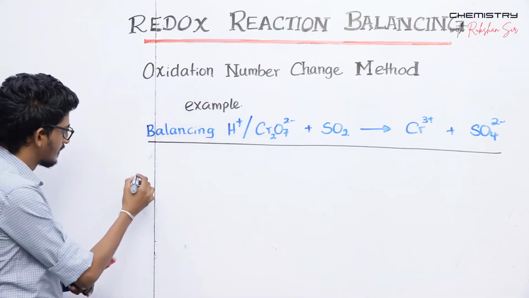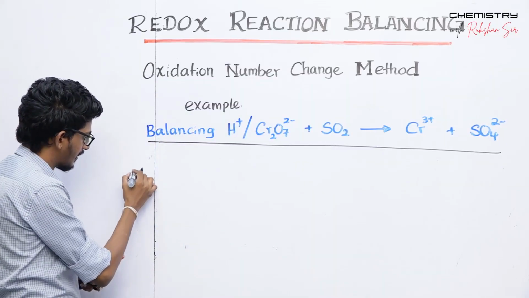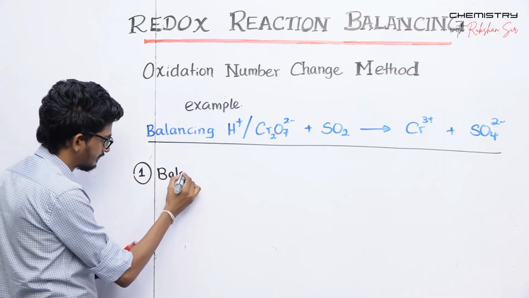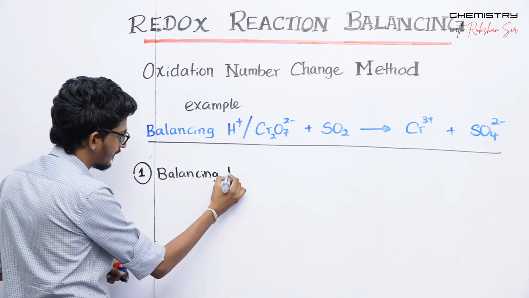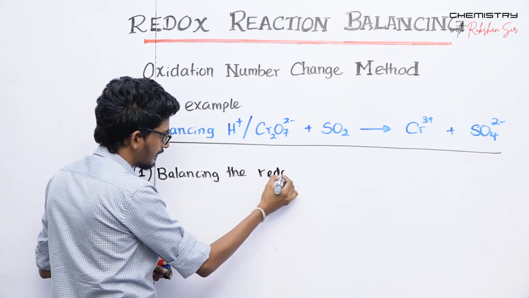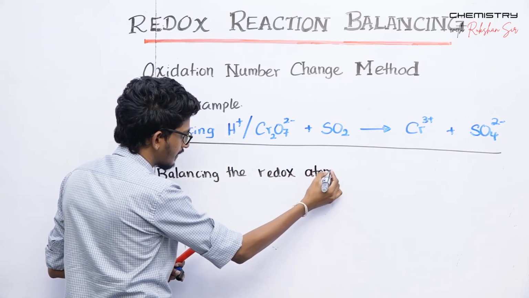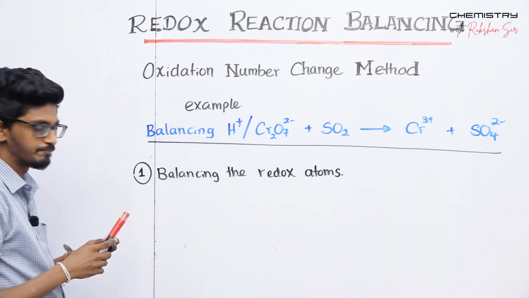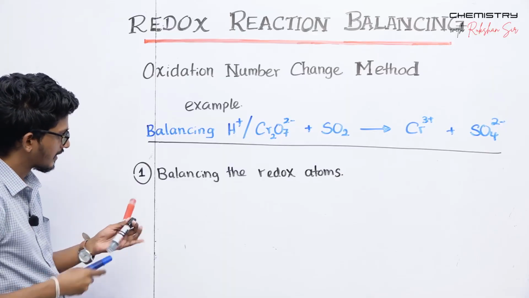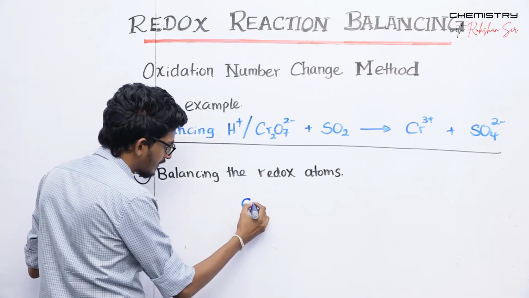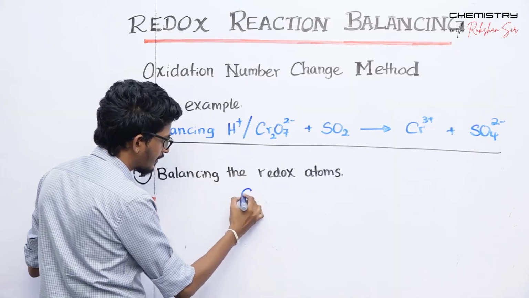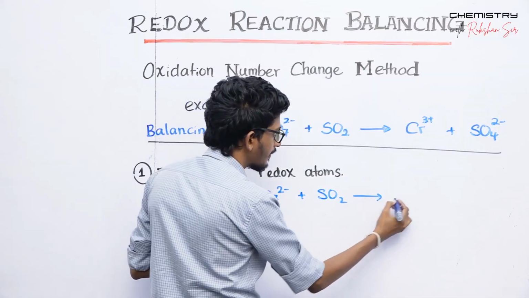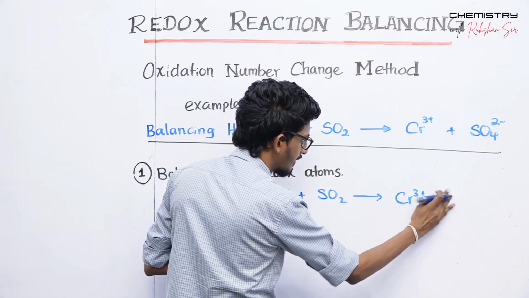First step, Step 1, is balancing the redox atoms. Here we have the Cr2O7 2 minus and the SO2 forming Cr3 plus and the SO4 2 minus.